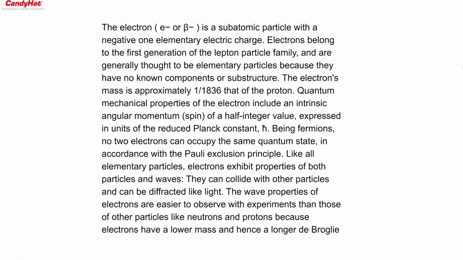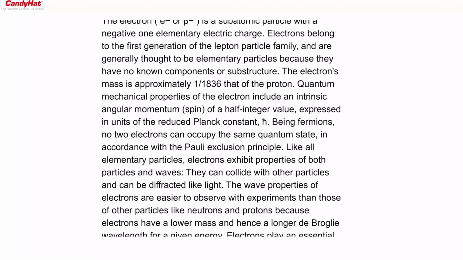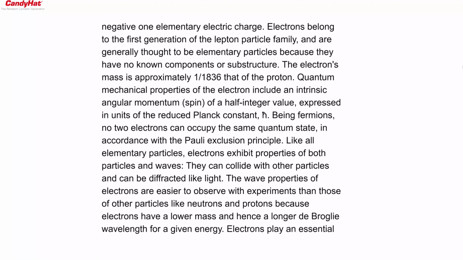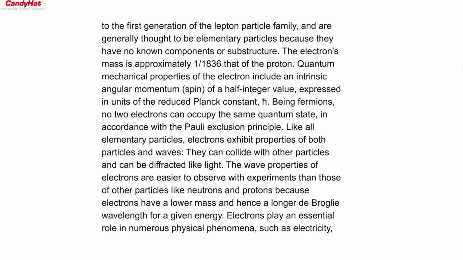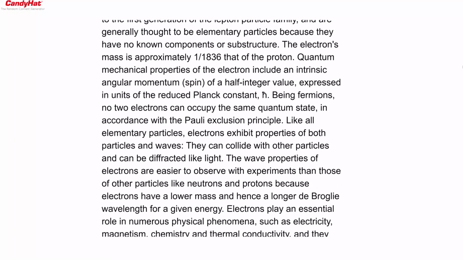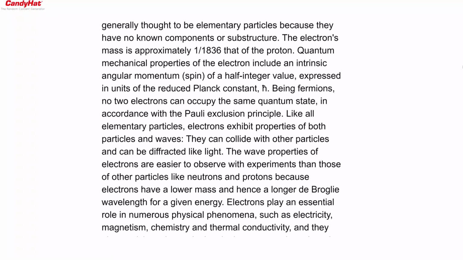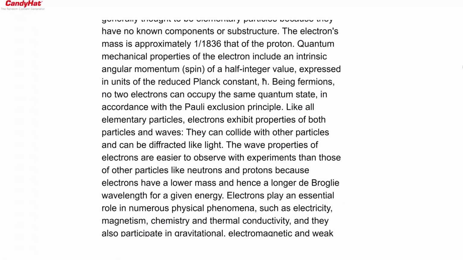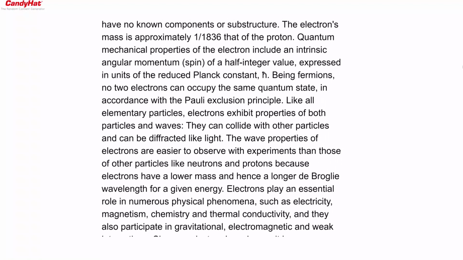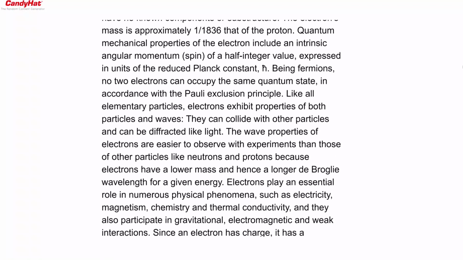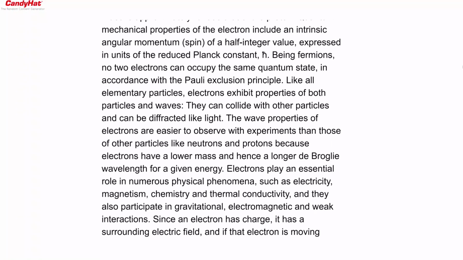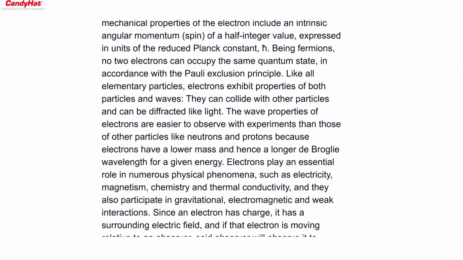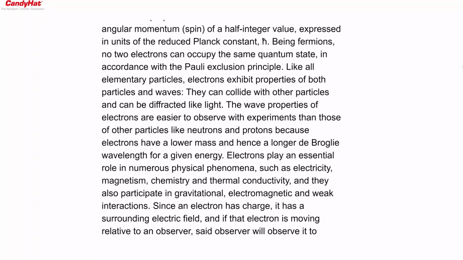The wave properties of electrons are easier to observe with experiments than those of other particles like neutrons and protons, because electrons have a lower mass and hence a longer de Broglie wavelength for a given energy. Electrons play an essential role in numerous physical phenomena, such as electricity, magnetism, chemistry, and thermal conductivity, and they also participate in gravitational, electromagnetic, and weak interactions.